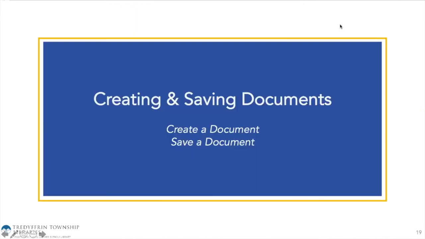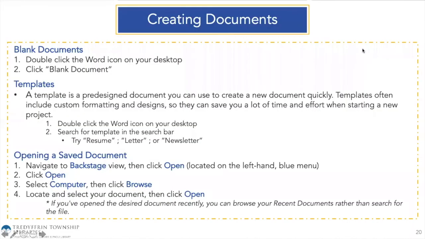Okay, so I'm going to go ahead and move on. So next, and this is our last bit for the program today, I want to go over creating and saving documents. So first and foremost, to create a blank document, you would just double click the Word icon on your desktop and click blank document to open a fresh slate. And then you can just begin typing your document.